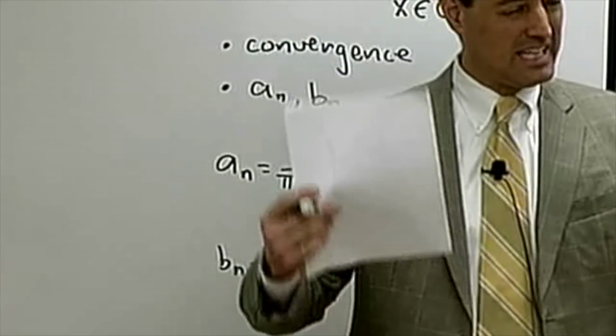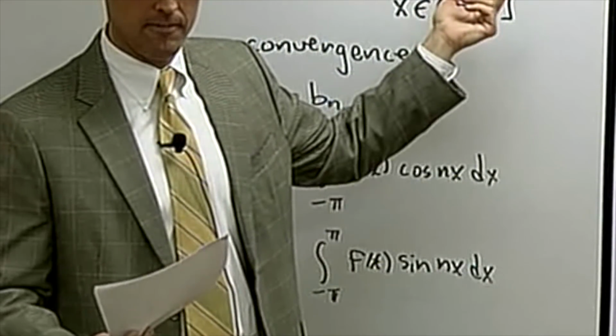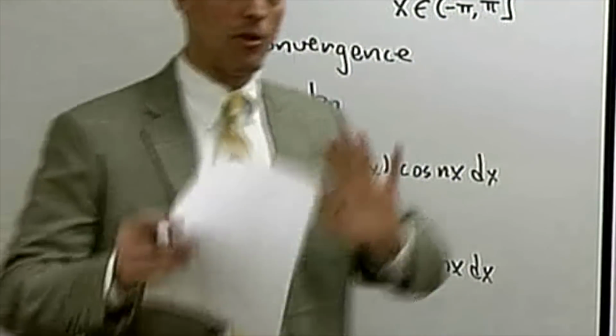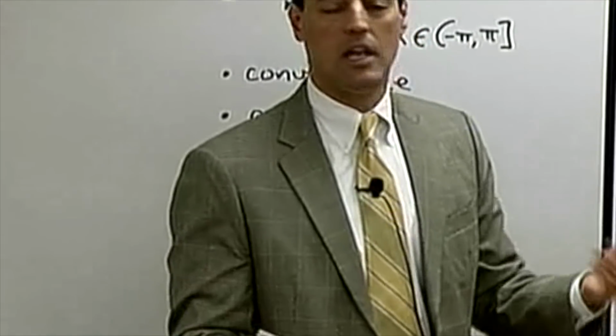And the amount at each frequency that you have is the a of n's and the b of n's. Okay? So you take your data and you represent it as frequencies. That's the big idea of Fourier. Now, why is that important?